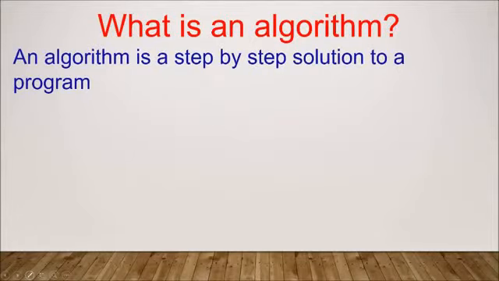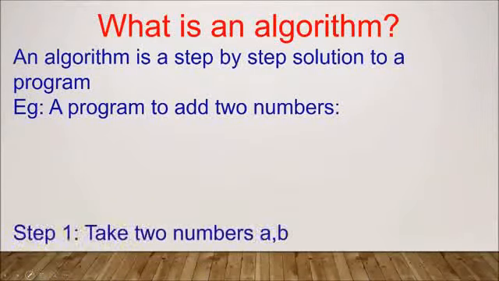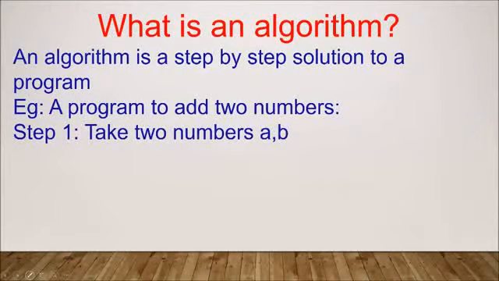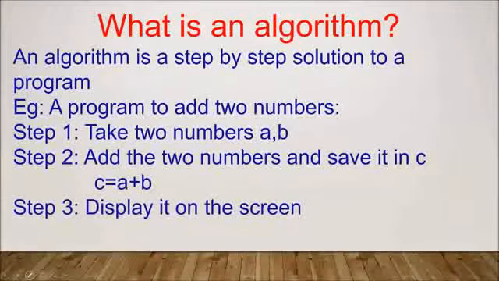Similarly, when we are following a step-by-step solution for any problem like adding a number, subtracting a number, or any other problem that is written in simple English, that is known as algorithm. Suppose there is a program to add two numbers. So how are you going to write the algorithm for it? Step 1, take two numbers A and B, then add the two numbers and save it in a variable, suppose C, then print the result and display it on the screen. So this is a simple algorithm of adding two numbers. So each and every program has an algorithm.